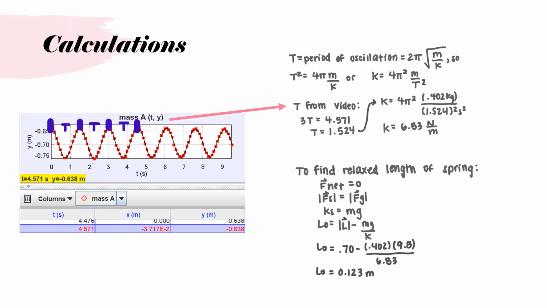First, I had to calculate the period of oscillation for the y direction. I did so by dividing the amount of time it took to complete 3 total oscillations by 3, which came out to be 1.524 seconds. This value was then used to calculate the spring stiffness, K, which ended up being 6.83 newtons per meter. Using this value and the initial stretch of the spring, I was able to determine the relaxed length of the spring, L naught, which was equal to 0.123 meters.